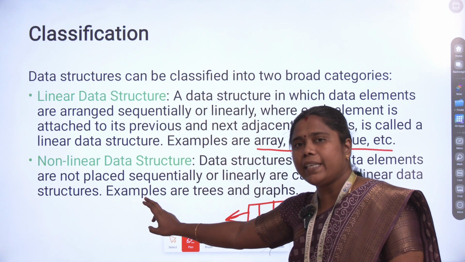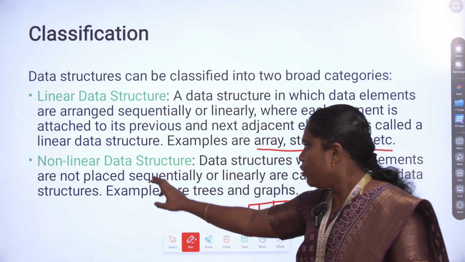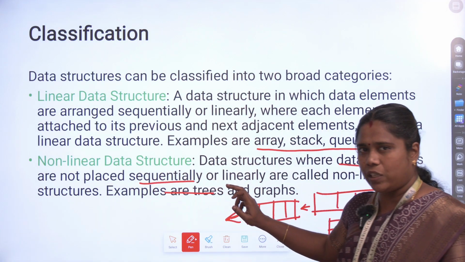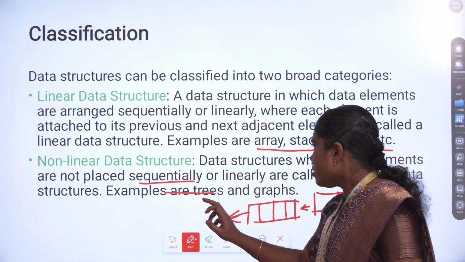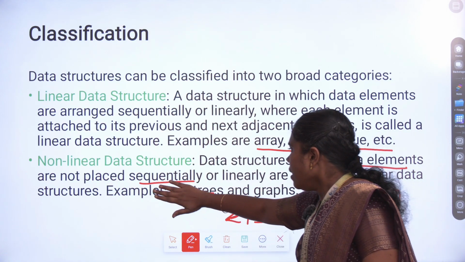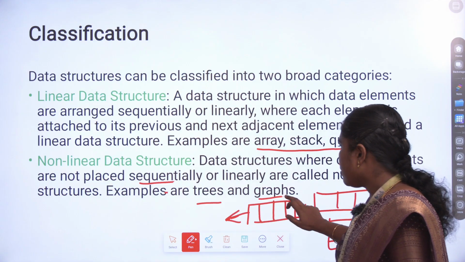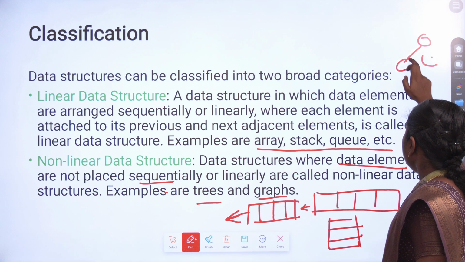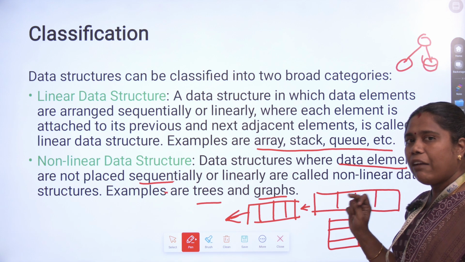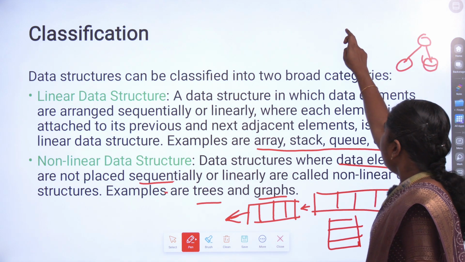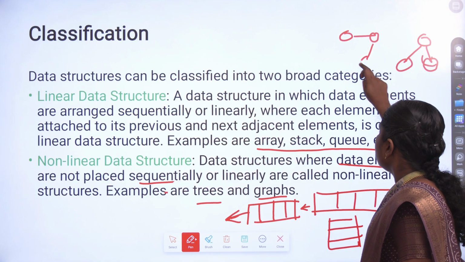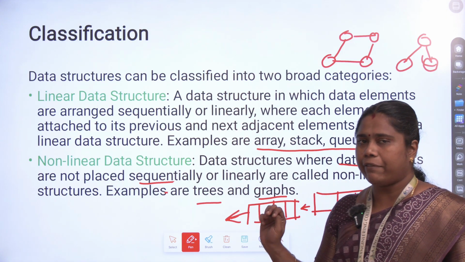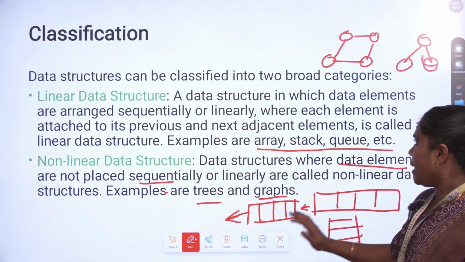The next is a non-linear data structure. From the name itself, non-linear data structure means the data elements are not placed sequentially. The elements will be placed randomly. The examples include trees and graphs. What is the structure of a tree? We'll have elements like the root node followed by the child nodes. How will the graph look like? It also consists of nodes connected by means of edges. So this is an example of a graph. These are the classification of the data structures.